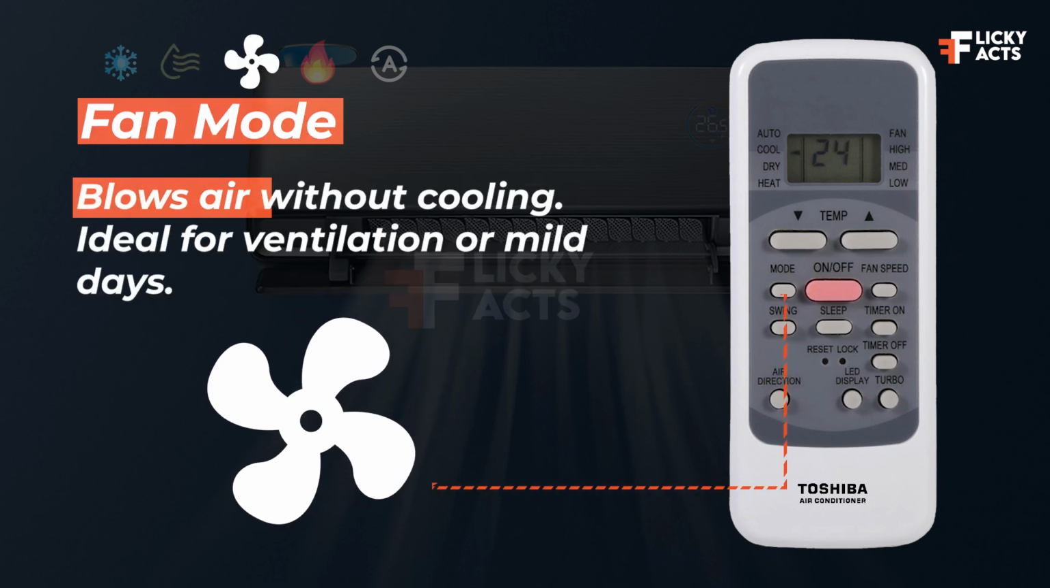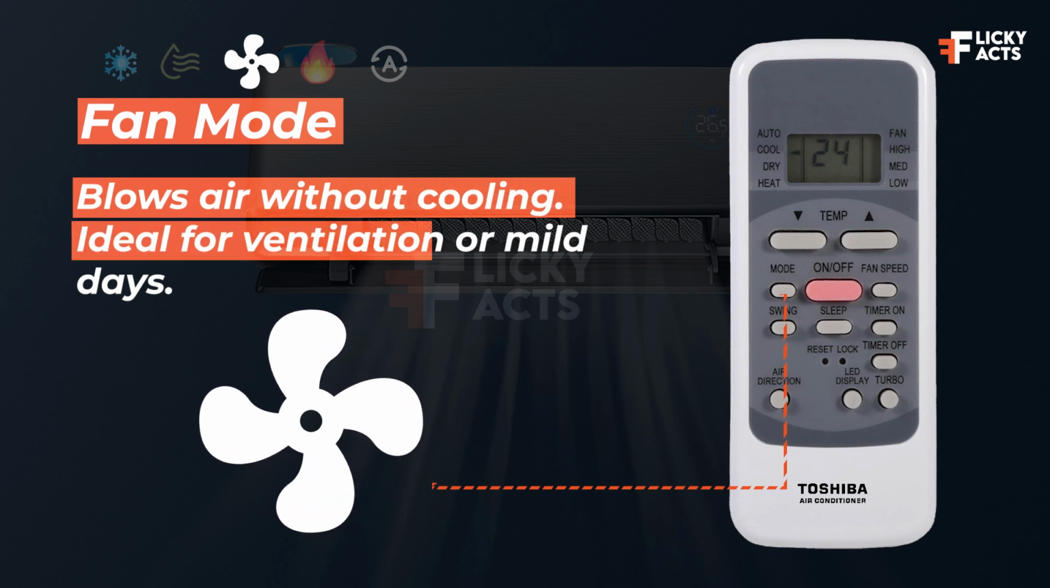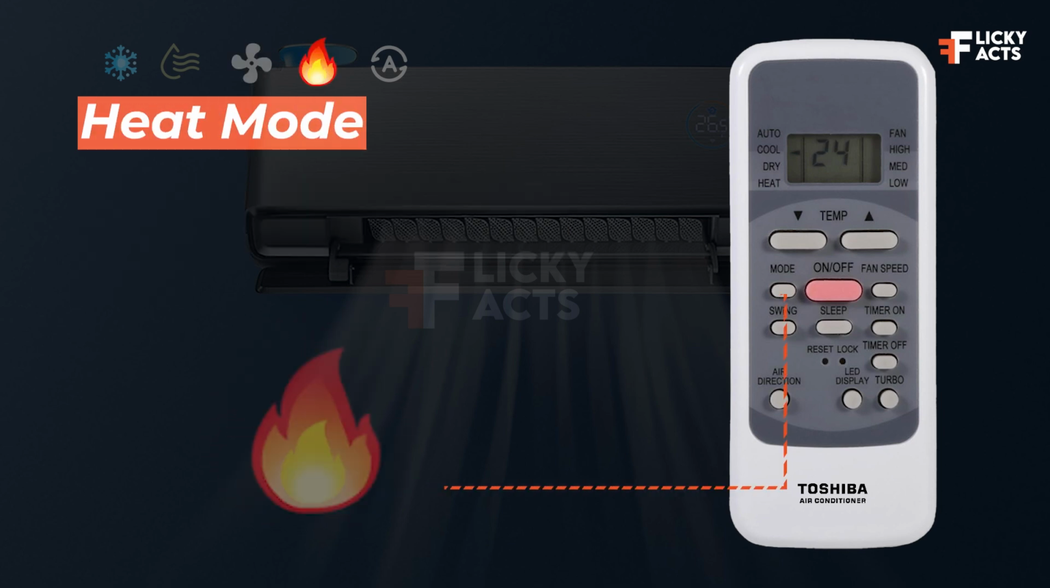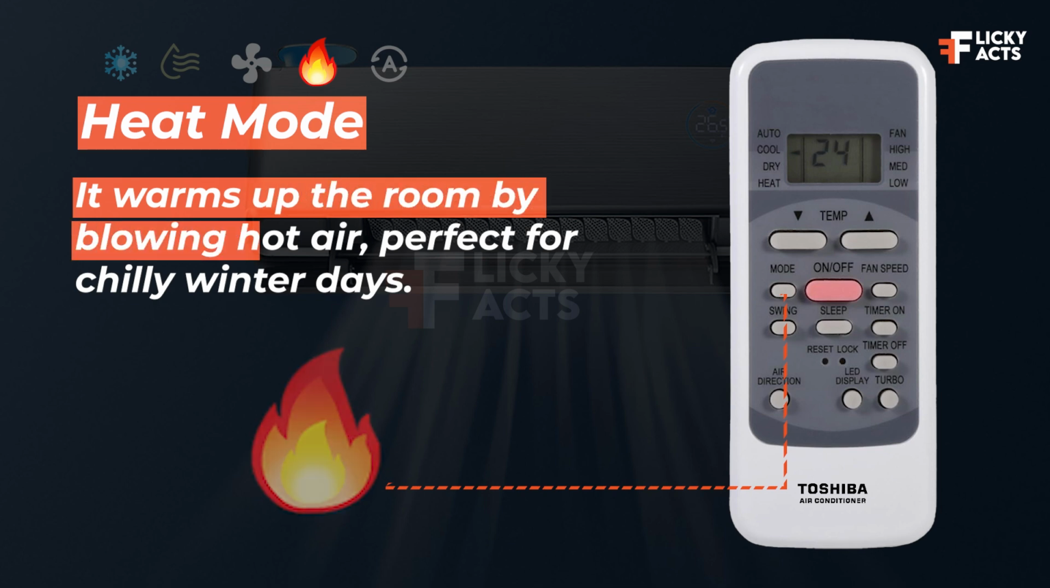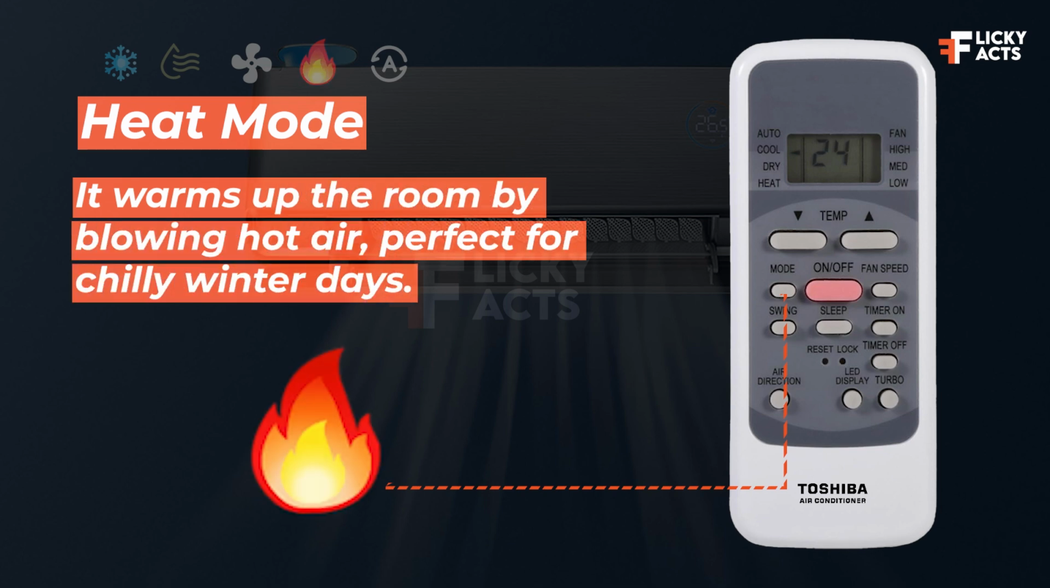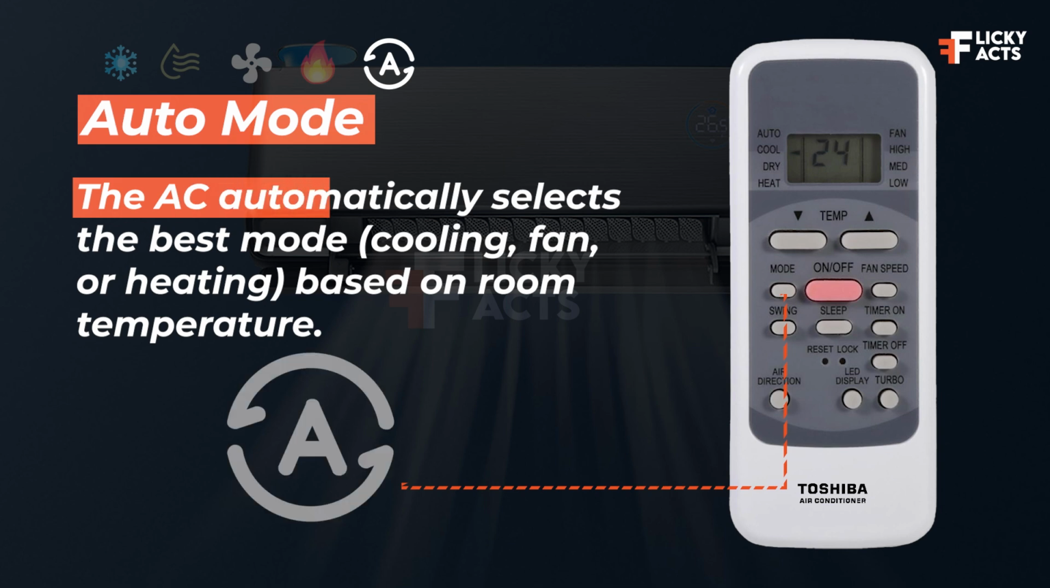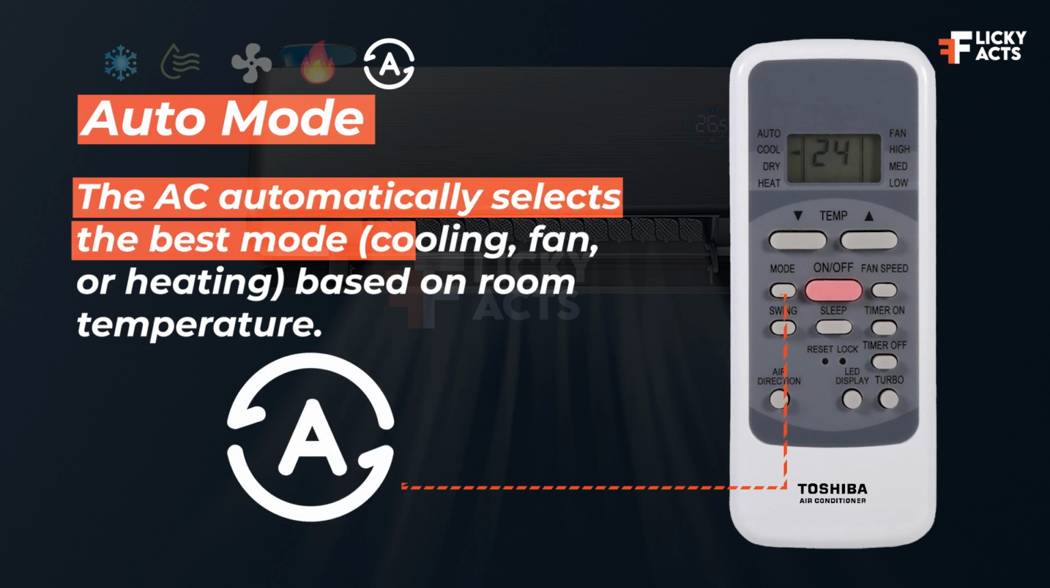Fan mode blows air without cooling. Ideal for ventilation or mild days. Heat mode. It warms up the room by blowing hot air, perfect for chilly winter days. Auto mode. The AC automatically selects the best mode, cooling, fan, or heating, based on room temperature.